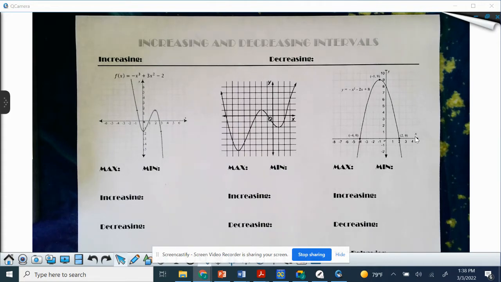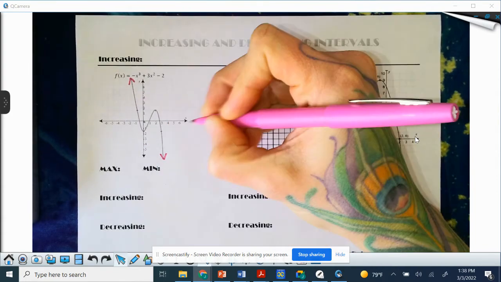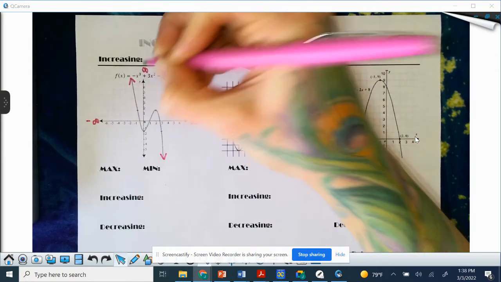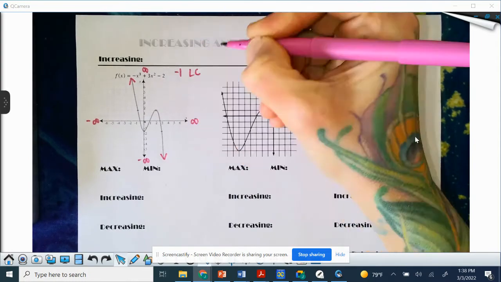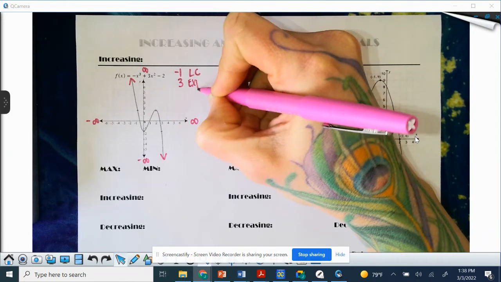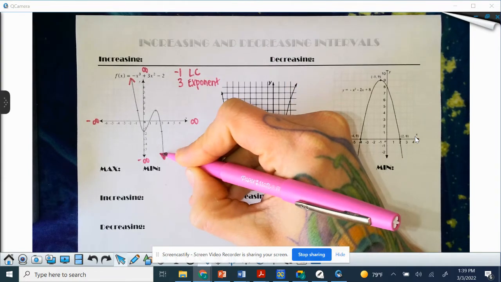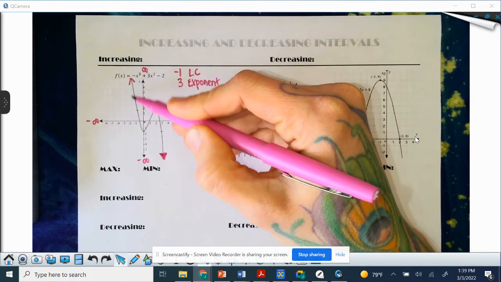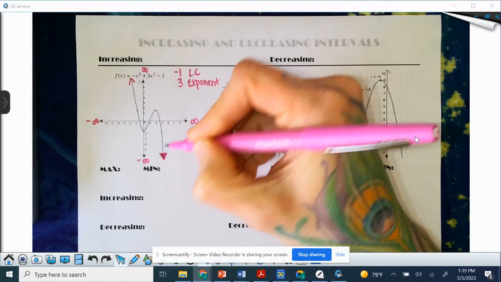So for our first graph, we know this is an up, this is a down. So this is our positive infinity, negative infinity, positive infinity, negative infinity. This is a -1 leading coefficient and a 3 exponent. So that -1 leading coefficient tells you that this side is going to be down. So your right-hand side of your graph will be negative because the leading coefficient is negative. So starting will end negative. The odd exponent lets you know that whatever it ended, it's going to start in that opposite direction.